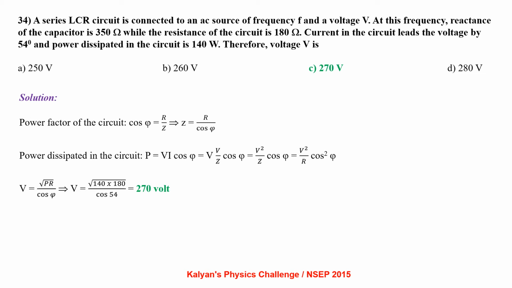Power dissipated in the circuit P equals VI cos phi, that is V into V by Z cos phi, V square by Z cos phi, that is V square by R cos square phi. From this we have V equals root PR by cos phi, that is V equals root of 140 into 180 by cos 54, which is 270 volt.